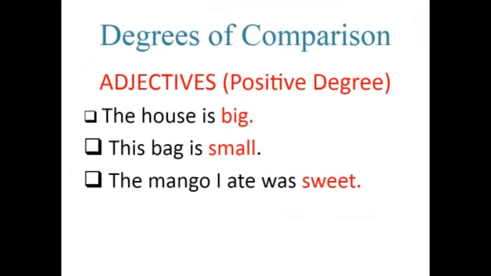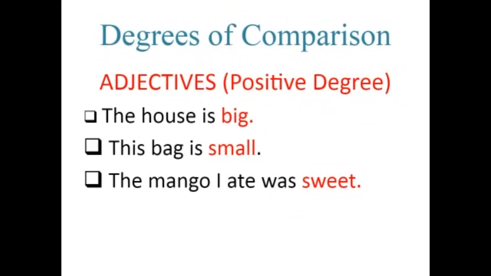The positive degree of comparison is used when we do not make any comparison. There is no comparison made. We are just talking about the quality of that particular noun, right? The first example says, the house is big. Now, I'm not making any comparison between two different houses and saying the first one is bigger or the second one is smaller. I'm simply saying that the house is big without any comparison being made.